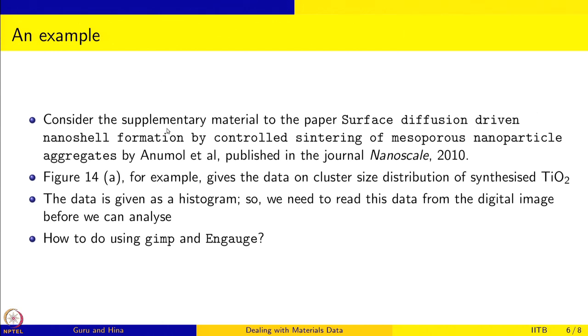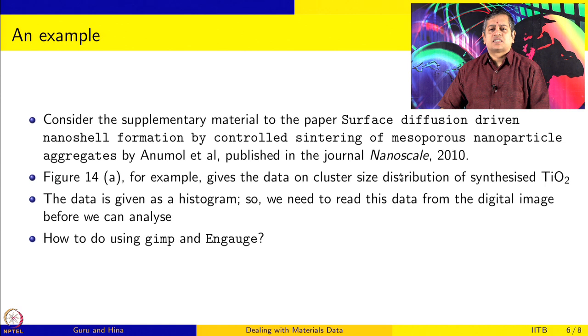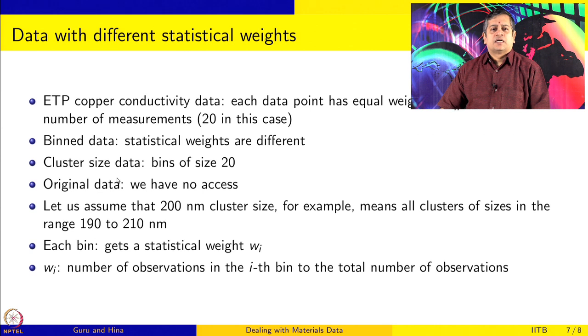And specifically, what we are going to do is to consider the supplementary material to the paper, surface diffusion driven nanoshell formation by controlled sintering of mesoporous nanoparticle aggregates by Anumol et al. It is published in Nanoscale, and there is figure 14A which gives the data on cluster size distribution of synthesized titania, and it gives it in the form of a histogram, and that is the data that we are going to read out. And we have used the digitizer and the GIMP to do this. So, I will show you the data and we will do the analysis on the data, but I will also show you how to use GIMP and Engage by taking figure 14B as an example. So, that will be part of this session.